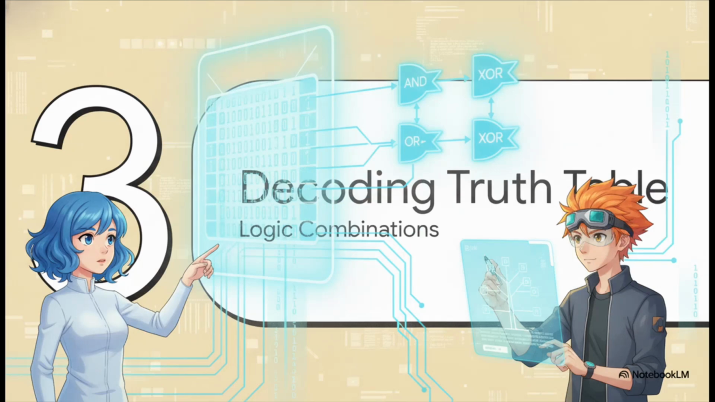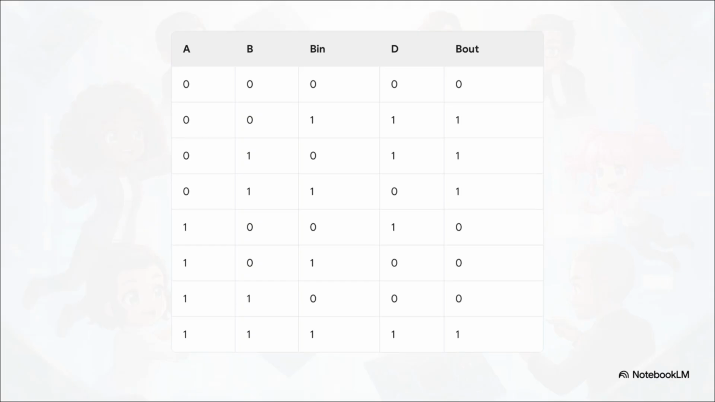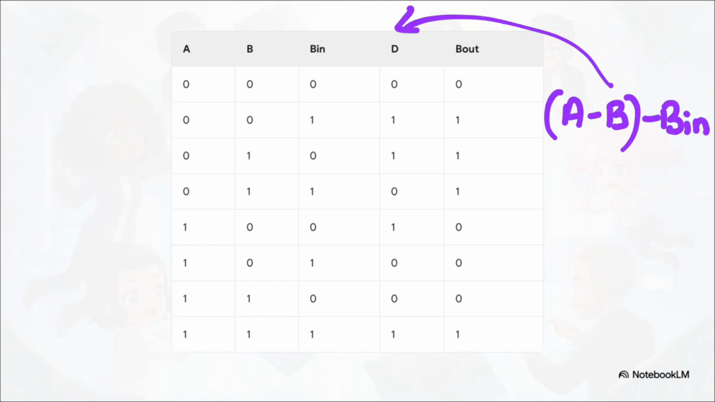Which brings us to section 3, decoding the truth table and all its logic combinations. Now, I know truth tables can sometimes look a bit dense, but this is literally the raw visual anchor for everything we're doing. It maps out all 8 possible combinations of our inputs, A, B, and Bin. Just look closely at when the difference, or D, turns into a 1 and when Bout becomes a 1.